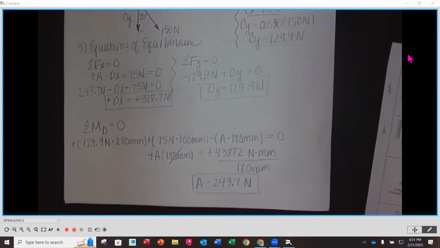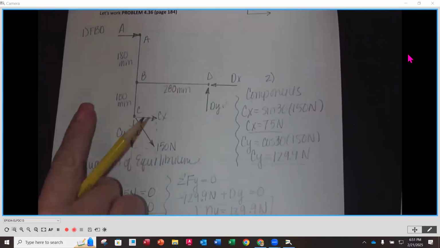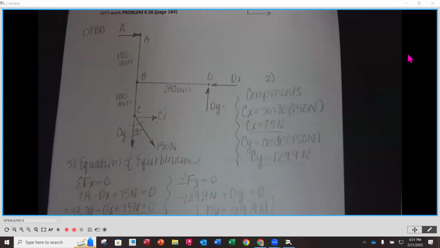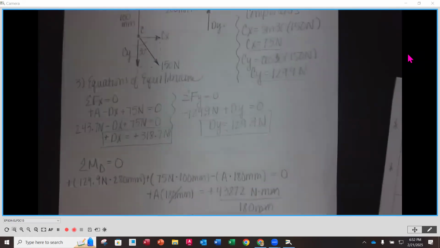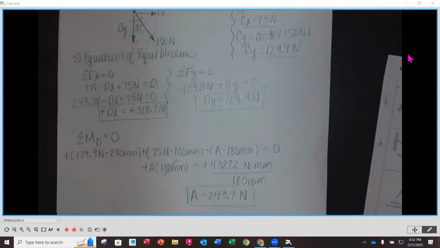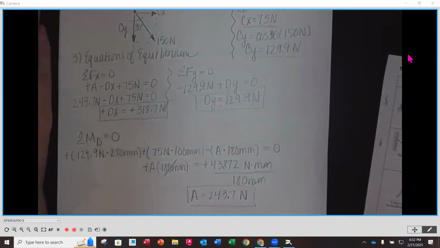So same process again: free body diagram, components, and then our 3 equations of equilibrium to solve for any unknowns that are at our supports. Okay. So that is problem 436. What I want to do next is go over the application problems. So I'm going to stop here and I'll start a new recording for an overview of those application problems.